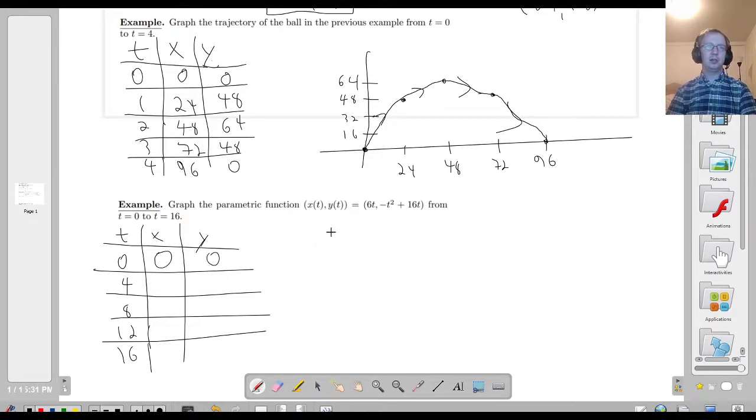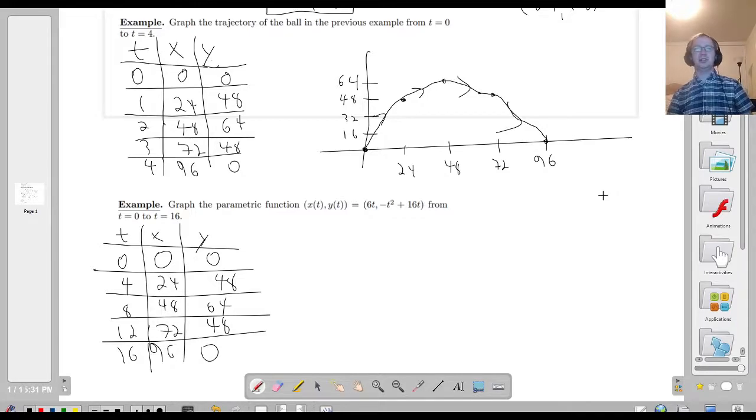So if we carefully plug in, okay, if I plug in 0 for the x function, 6 times 0 is 0. I'll plug in 0 to the y function, negative 0 squared plus 16 times 0. Okay, I keep doing it for these other guys, just plugging in for the x function and for the y function. Something interesting is going to happen. I want you to notice that these points we come up with are identical to the points we had in the first one. So if I went to graph it, it would look exactly the same. I'm hitting the same spots and I'm still moving from left to right.